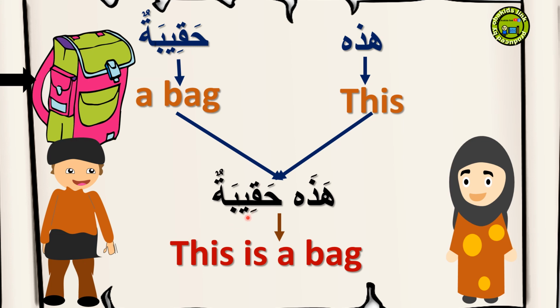Let us look at the example again. This is hazihi. Hazihi is a singular feminine demonstrative pronoun, which means this. This is hakibatun. Hakibatun is a singular feminine noun, which means a bag. Now if we combine hazihi and hakibatun together, it becomes hazihi hakibatun, which means this is a bag. Let us go to another example.